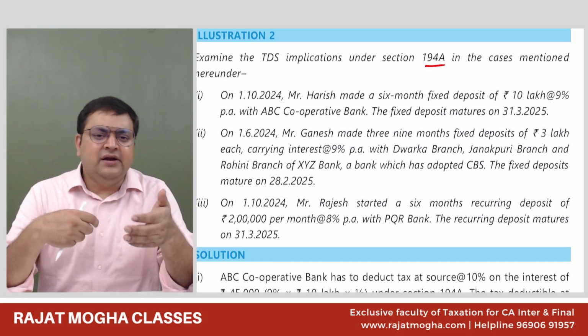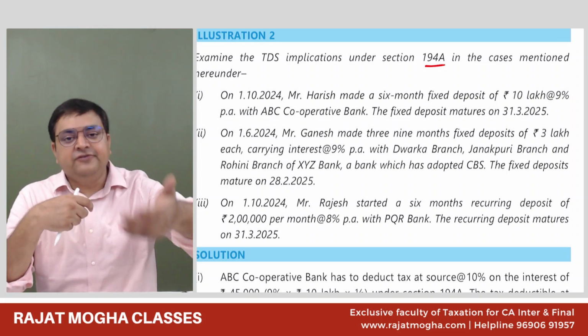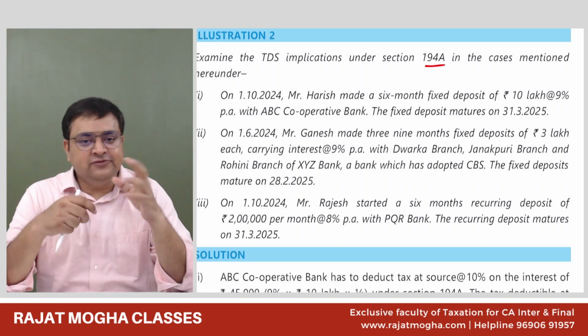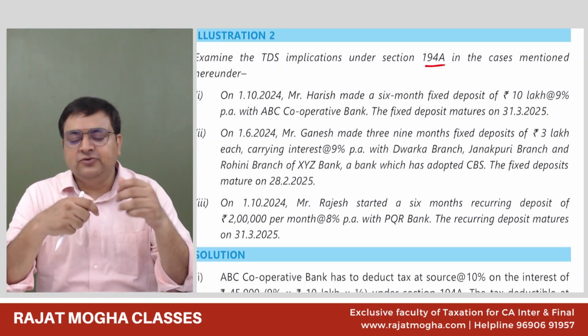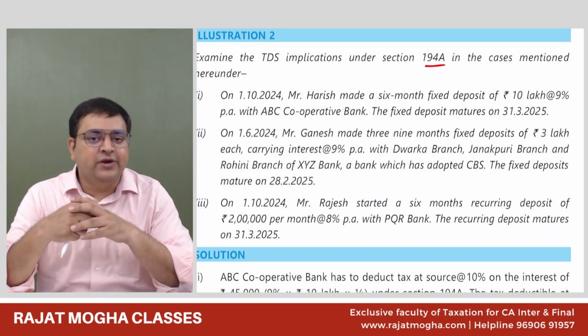Or it could be any other interest also. Let's say, for example, you have given a loan to a partnership firm. That partnership firm is giving you interest. Has the partnership firm issued you securities? No, they have not issued you securities. So that is other than securities. So interest other than securities is 194A.